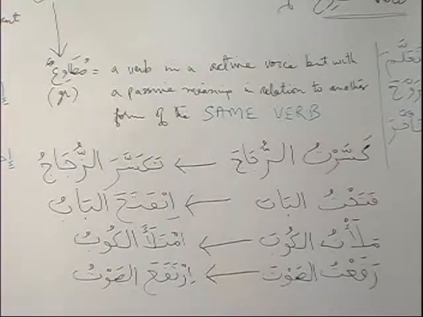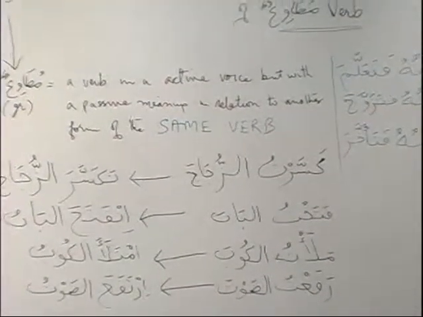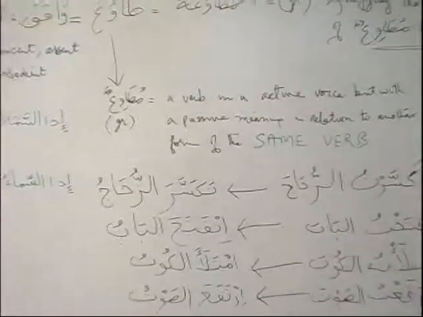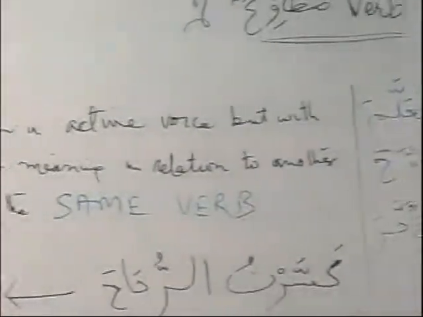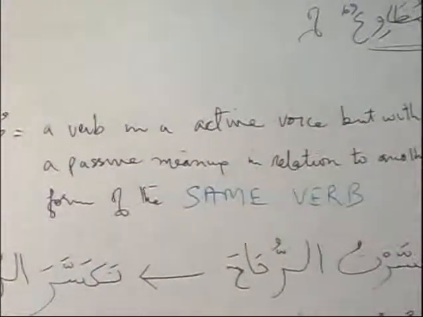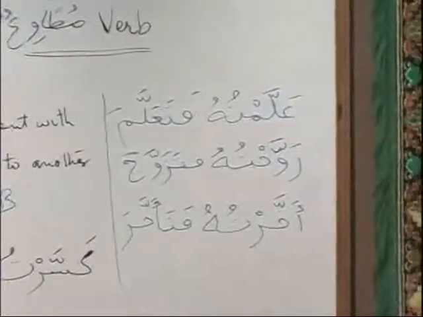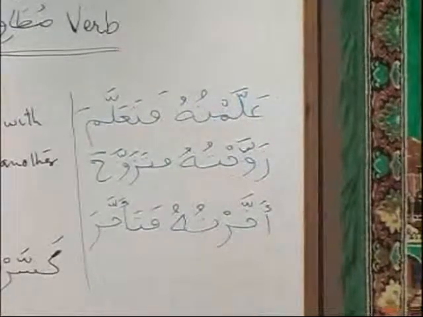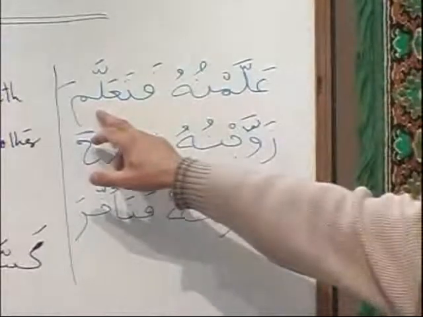So, this process is called al-mutawa'a, signifying the meaning of mutawi'un, verb. What is mutawi'un? A verb in an active voice, but with a passive meaning in relation to another form of the same verb. This is all you have to remember, brother. And more examples I have here. Allamtuhu, I taught him. What happened? He learned. So who, mafulun bihi, is the fa'il in ta'allama.